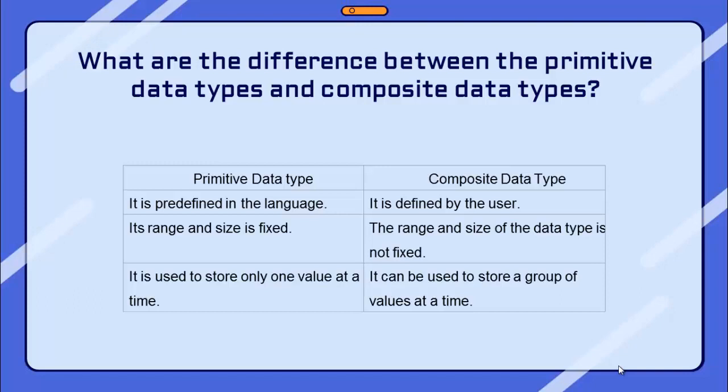Differentiate between primitive data type and composite data type. Primitive is predefined in the language. Composite is defined by the user. For primitive, its range and size are fixed. For the composite data type, the range and size of the data type are not fixed.